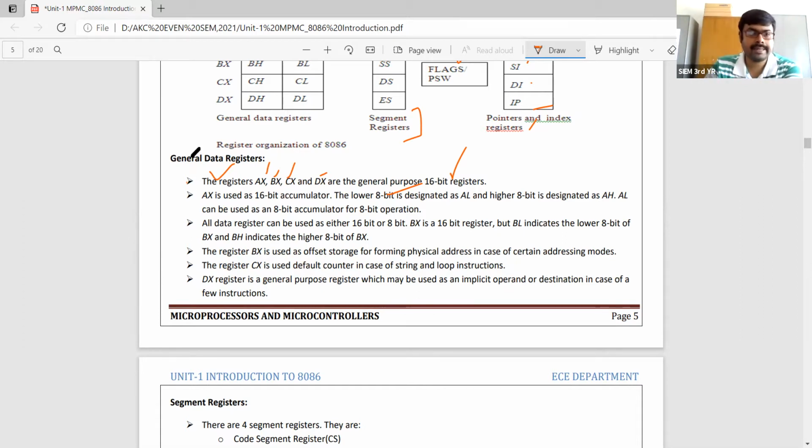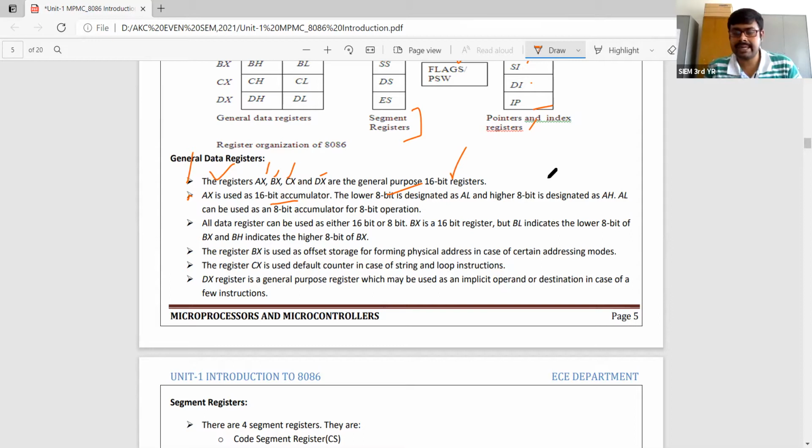Next point, AX is used as a 16-bit accumulator. That is the first important information we are getting from this point: in AX, A is the accumulator. So AX is used as a 16-bit accumulator. The lower 8 bits are designated as AL, and the higher 8 bits are designated as AH.